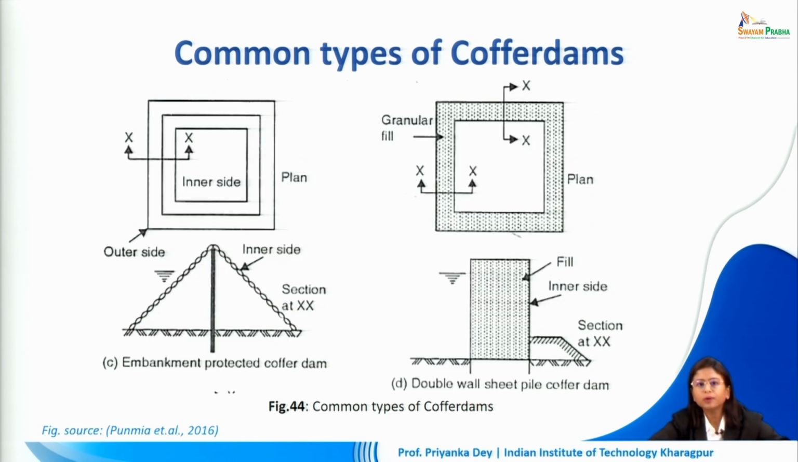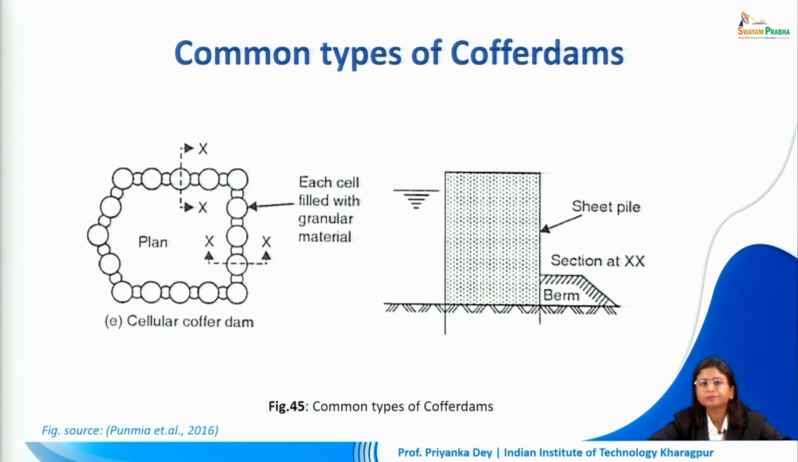And we can also have embankment protected cofferdams or double wall sheet pile cofferdams. So here we have a double pile. So there are two layers. Other than this, we can also have a cellular cofferdam, where each of these cells that we see is filled with some granular material. These are all filled up.